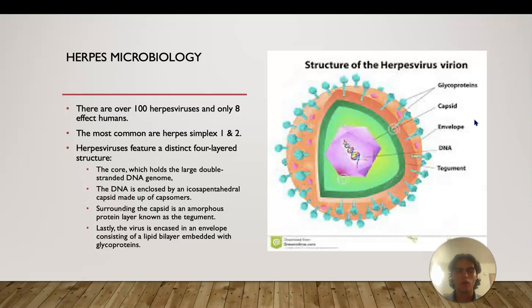Herpes viruses feature a distinct four-layered structure. The core holds the large double-stranded DNA genome. The DNA is enclosed by, let's see this big word, an icosapentahedral capsid made up of capsomers. Surrounding the capsid is an amorphous protein layer known as the tegument. Lastly, the virus is encased in an envelope consisting of a lipid bilayer embedded with glycoproteins.